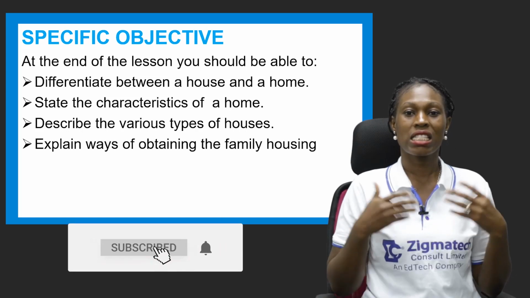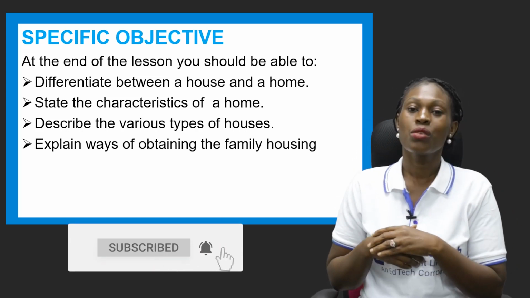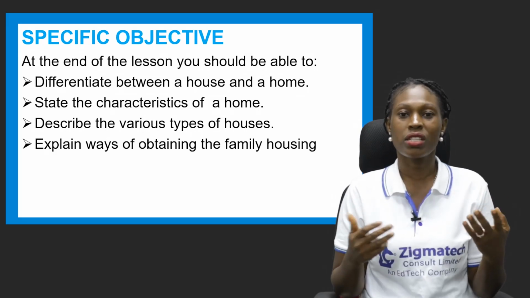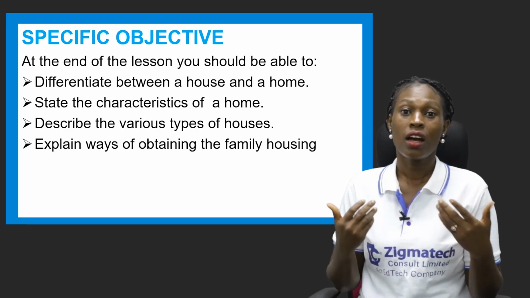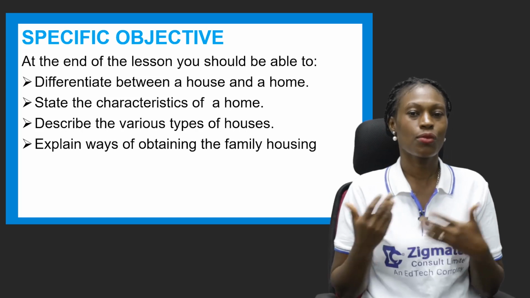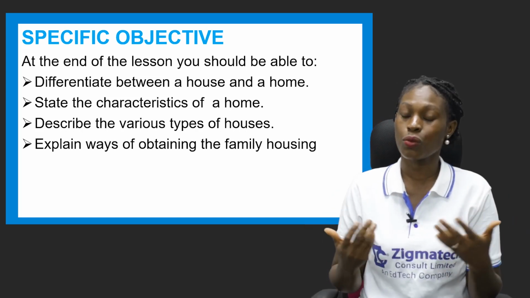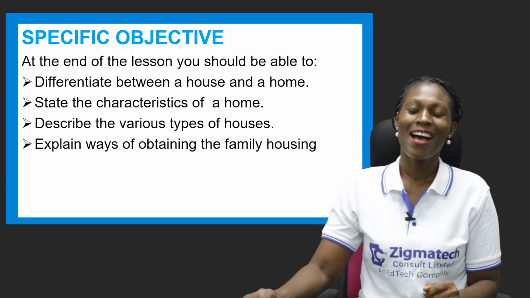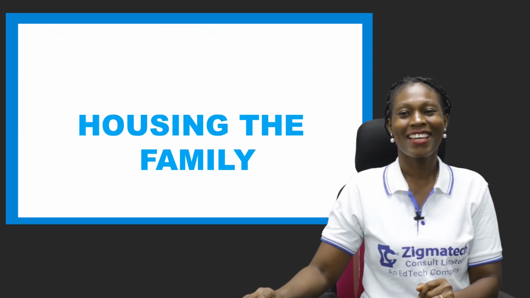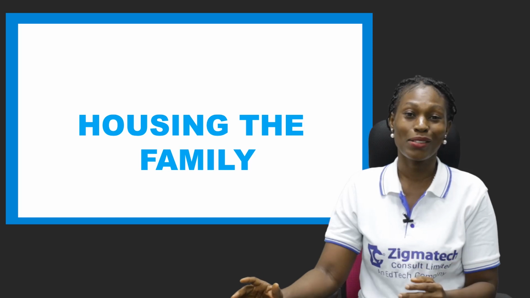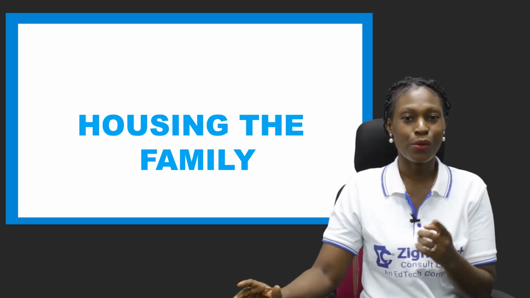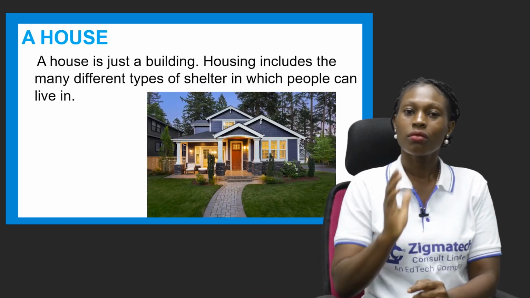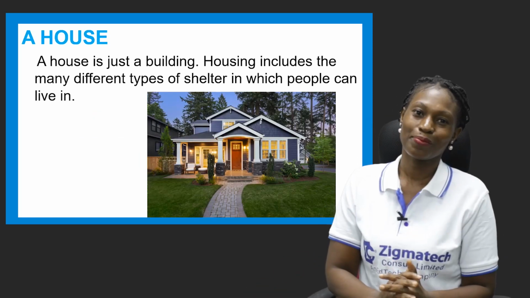And also we'll explain ways in which we can obtain the family house. You know, there are a whole lot of ways. You know, one of the goals of the family is to do what? To own a house. So we'll look at some of the ways whereby a family can actually own a house. Okay, now this is housing the family. So the topic we're looking at today is what? Housing the family.